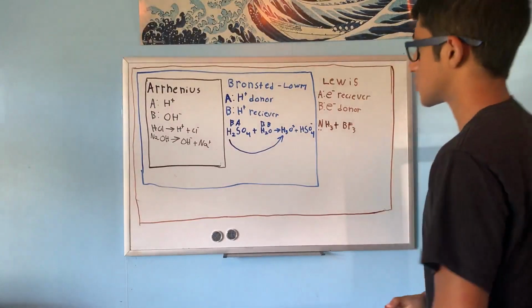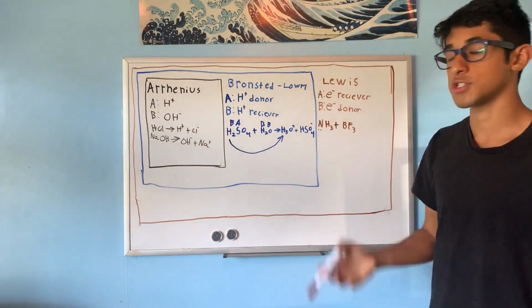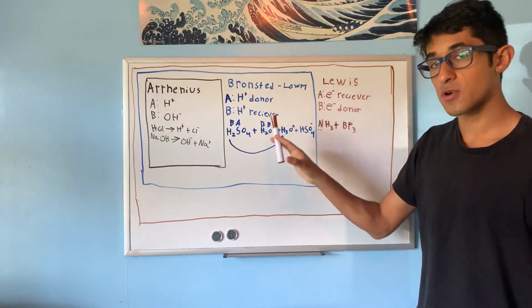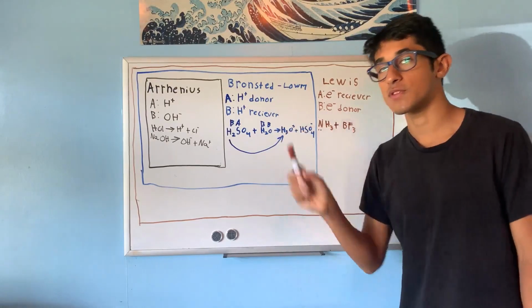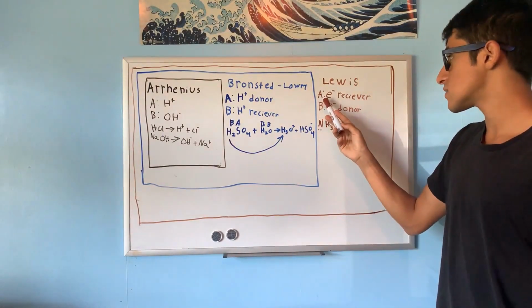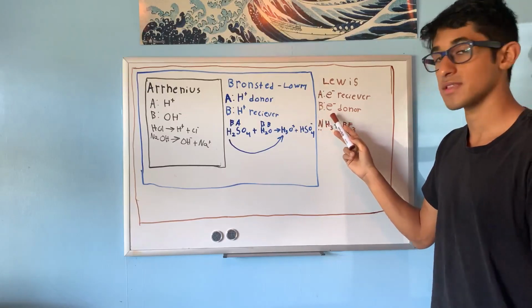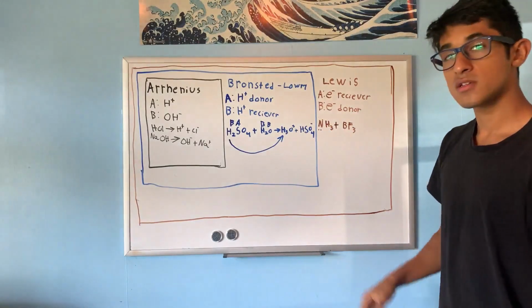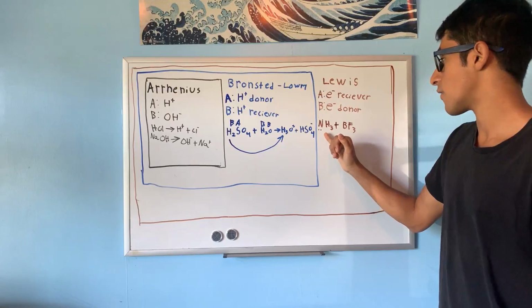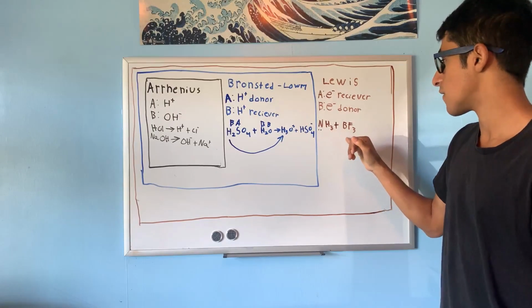The last definition that you should know is the Lewis definition. This one is kind of similar to the Bronsted-Lowry definition, but with some key differences. We can see that acids are electron receivers, while bases are electron donors. So we can see it in this example. Here we have NH3 plus BF3.